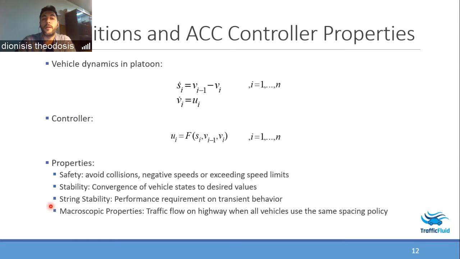We want to have stability of the platoon, meaning that for every vehicle the distance needs to converge to some desired value, and also the speeds need to converge to some desired value. We also want string stability for the platoon, because this is a performance requirement on the transient behavior and does not allow disturbances to propagate along the string of vehicles. And finally, we also want to see some macroscopic properties for the controller for the ACC system.